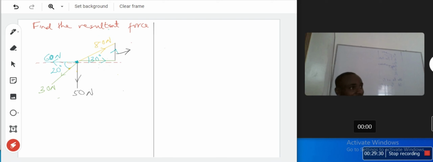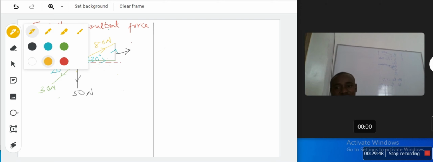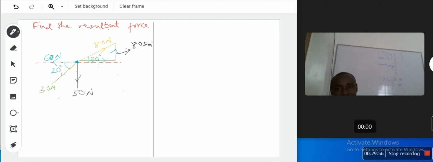Are we there? I'm on page 4 of 5. Somebody will be helping us with the answer. So this is r. The r, in this case, is 80 Newton, isn't it? The theta is 30. So this is 80 sine 30. Sine 30 is half, so 80 sine 30 should be 40. 40 Newton, right?